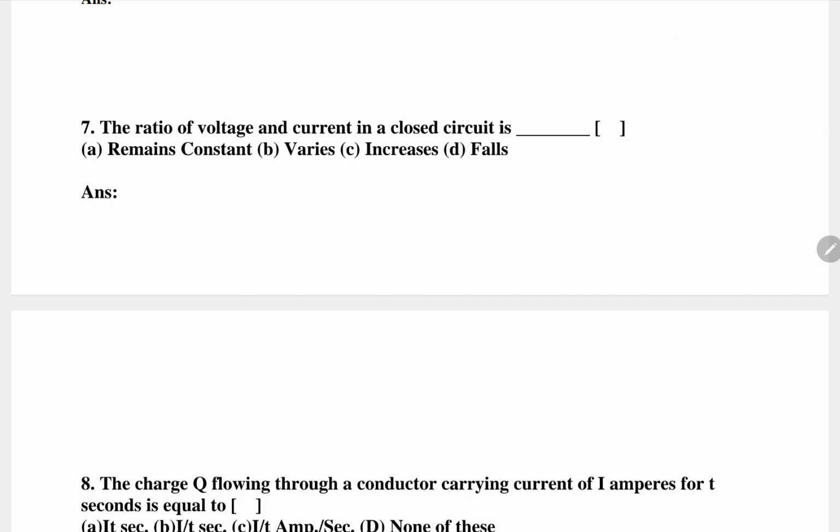Next, seventh question. The ratio of voltage and current in a closed circuit is... See, always, if the voltage changes, accordingly current is going to change. The ratio of voltage and current always becomes what? Constant. So answer is A.